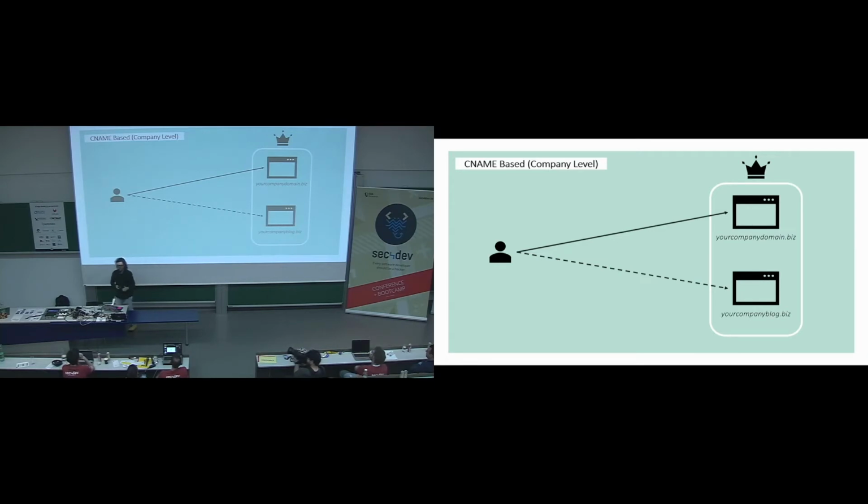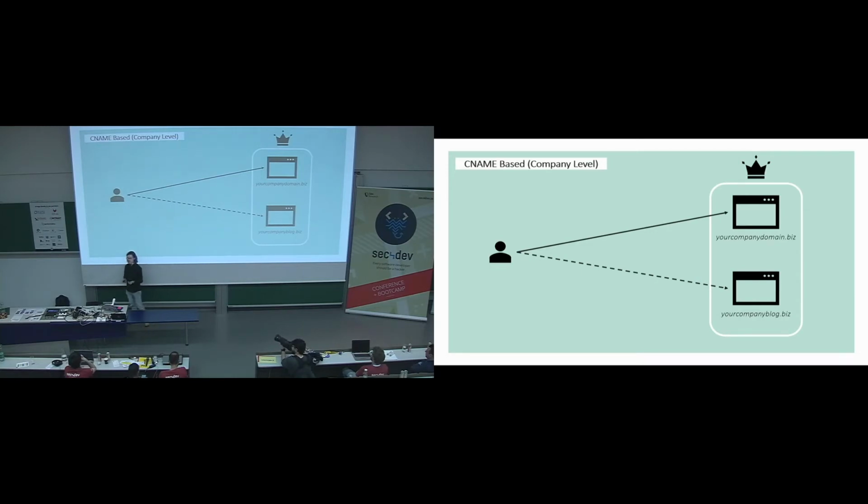So on a company level, imagine you are running a company, and your company has a domain, yourcompanydomain.biz. And for some reason, you're super excited about this new stuff that you're doing, and you want to blog about it, and you get yourself a different domain. You buy yourcompanyblog.biz because you think it's a good idea to have 2 different domains, and then the blog can be found on that domain, and your customers can go there to read your blog.